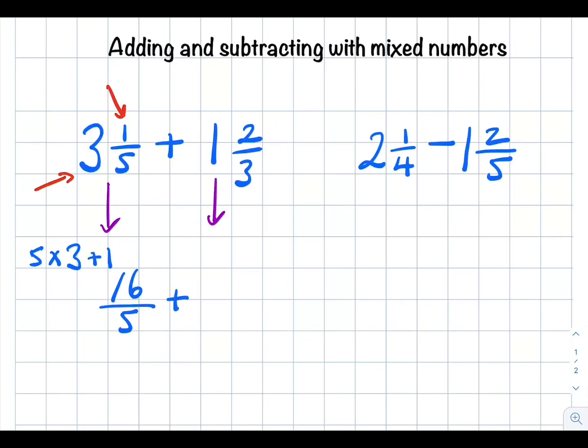Let's just do the same with the other side. We've got 1 whole one and 2/3. Starting with the denominator, we'll start with the 3, we'll multiply it by the whole value, and then we'll add on the numerator. So 3 times 1 is 3, plus 2 is 5. So on this side we've got 5/3. It's just another way of writing the fractions really.